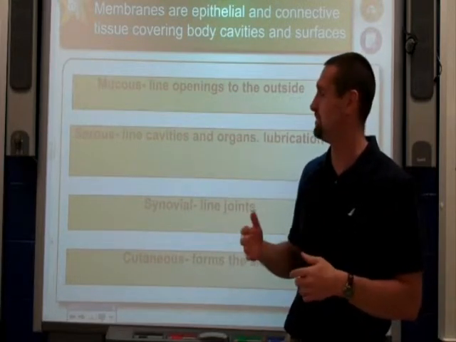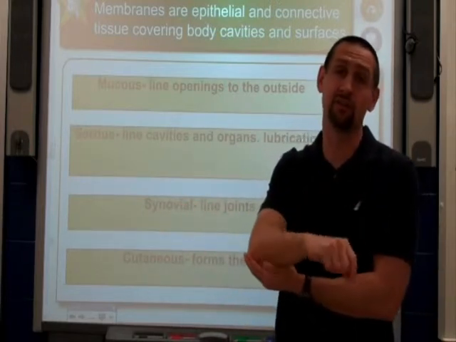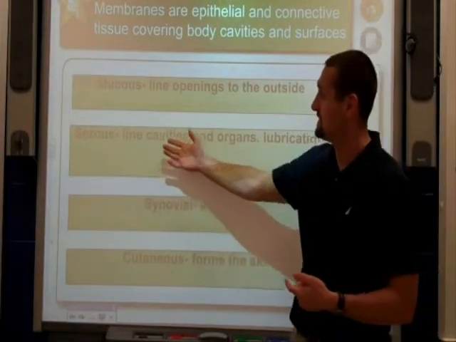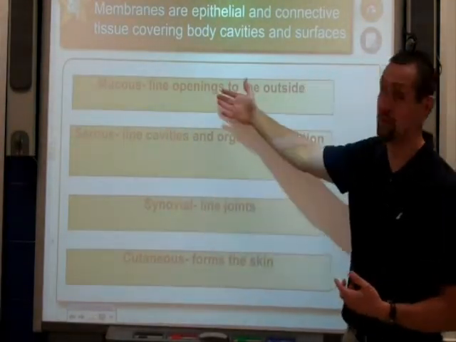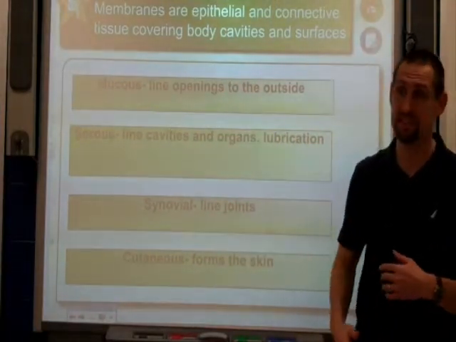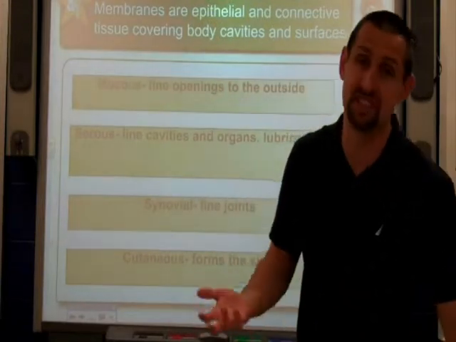Synovial membranes are located in joints, and they allow your joints to move with ease, and they produce synovial fluid, in synovial joints, like elbows and knees. Cutaneous membrane basically forms your skin.